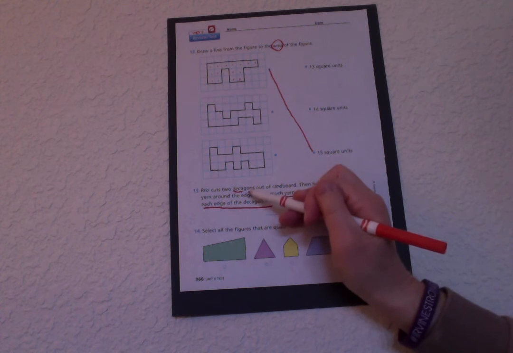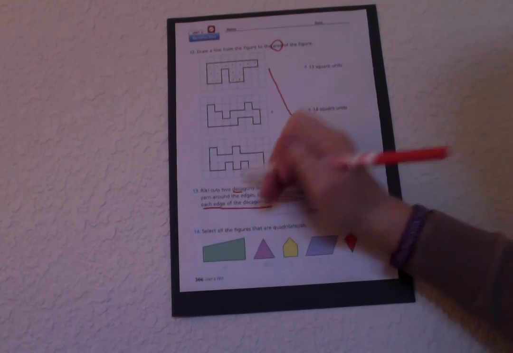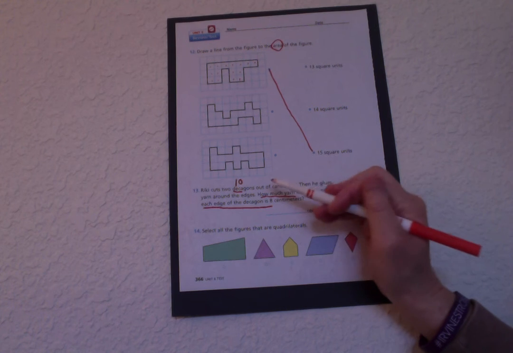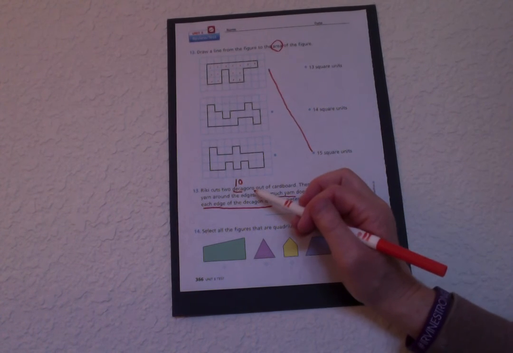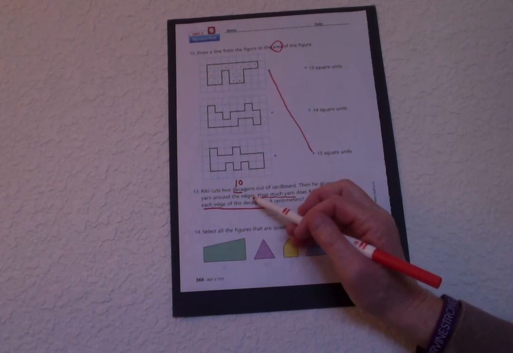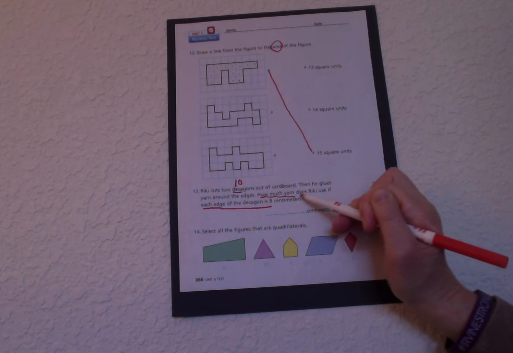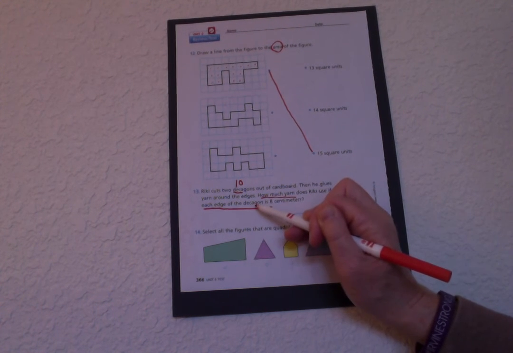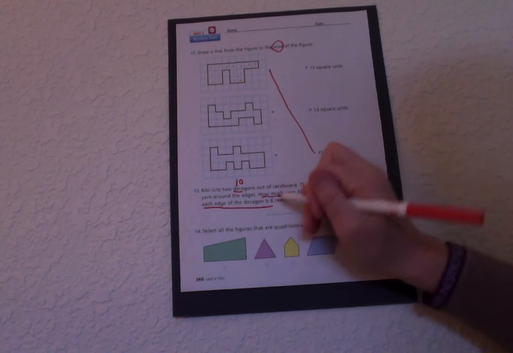All right. The first thing I underlined was deca. Deca is a prefix that means 10. So a decagon is a 10-sided shape. So he's got a 10-sided shape. He's gluing his yarn around all the edges, and we're trying to find a total. How much yarn does he use? And we also know that each edge is 8 centimeters, okay?